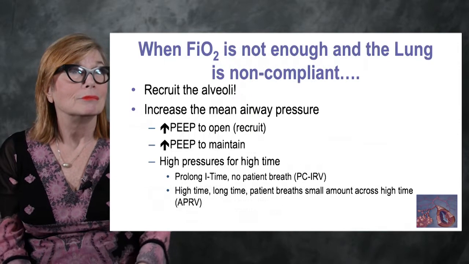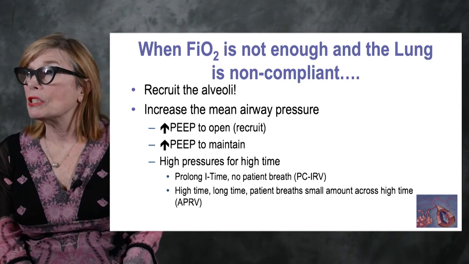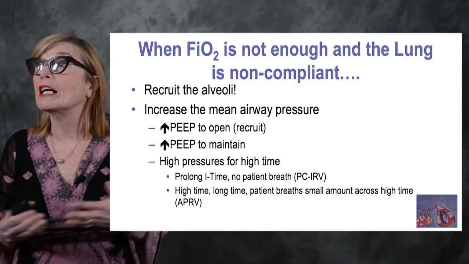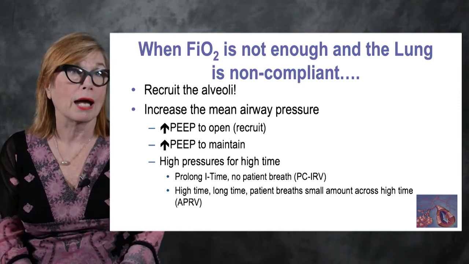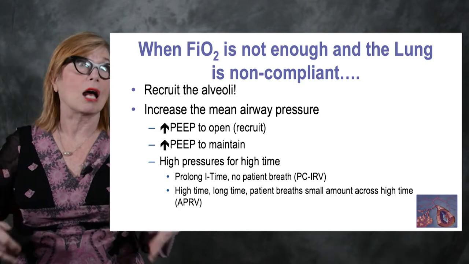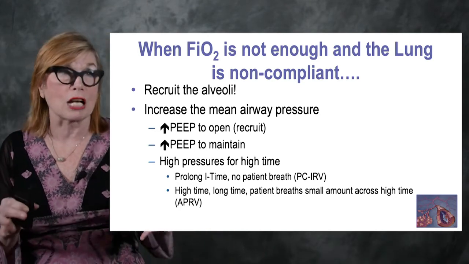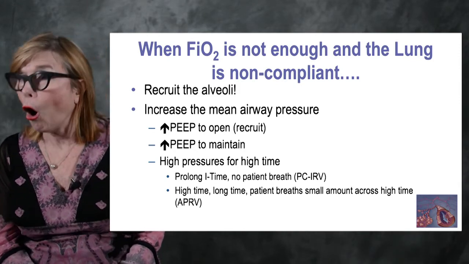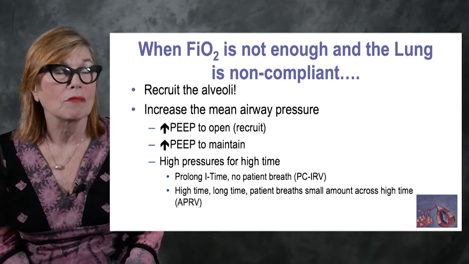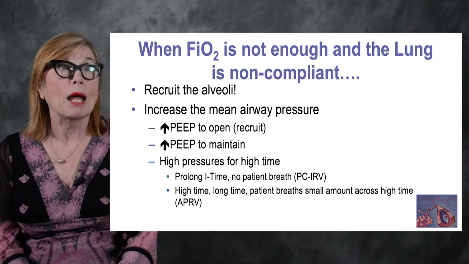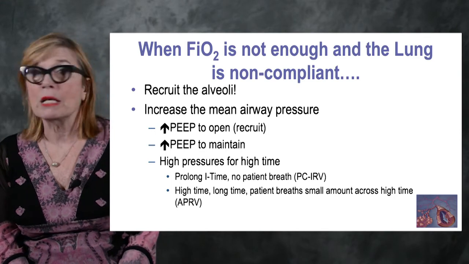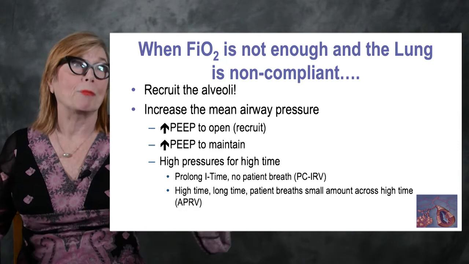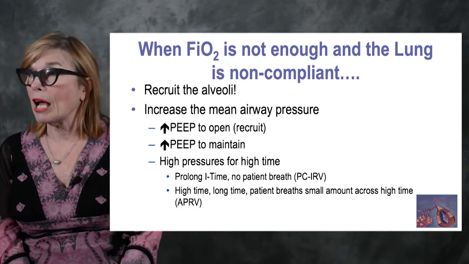Excellent. So when FiO2 is not enough, your patient has a poor PF, and the lung is non-compliant, meaning your plateau pressure is high, your goal is to ensure that it's not because of a hemothorax or pneumothorax or some chest wall rigidity. But if it's actually alveolar, the whole goal will be to open your alveoli. That's called alveolar recruitment. The way we start is to increase the mean airway pressure by increasing our PEEP. We increase PEEP to open, and we increase PEEP to maintain opening.